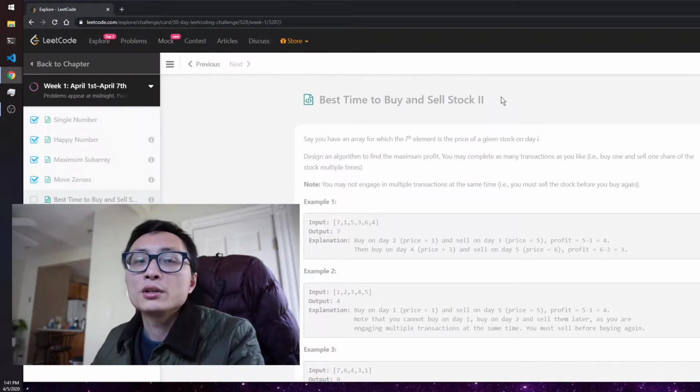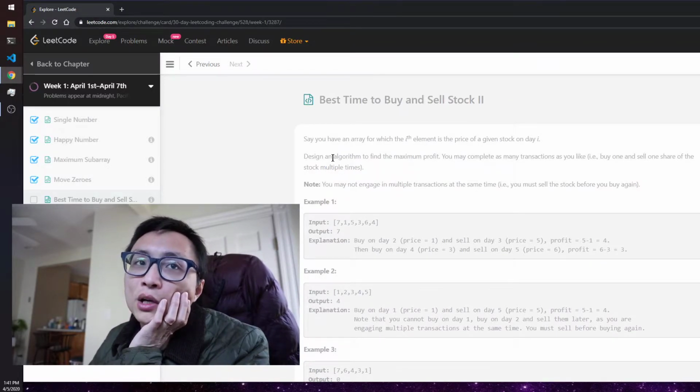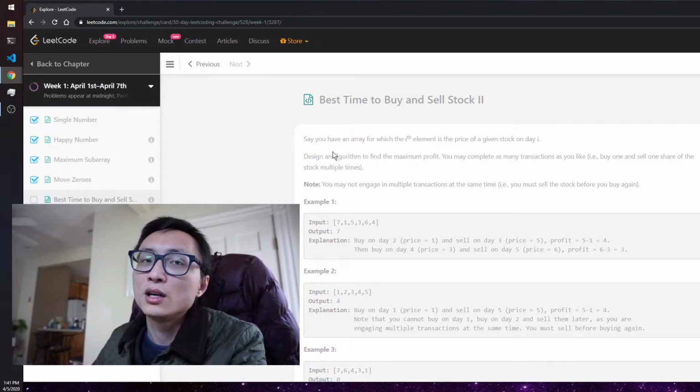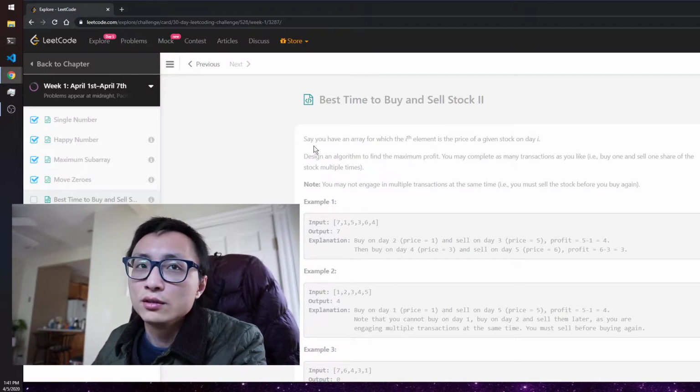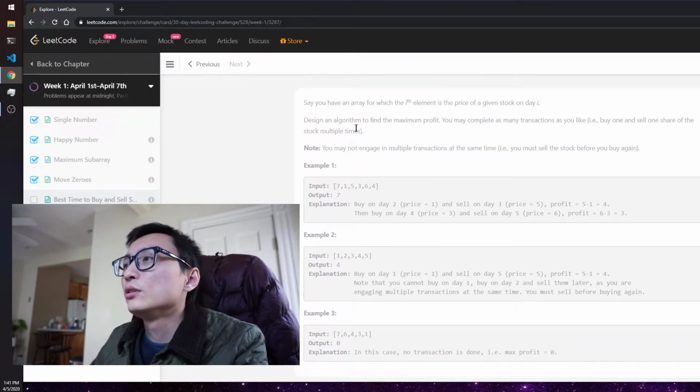So we are only looking at one stock, and basically we're looking at the back history and trying to reason how much money we could make if we time the market perfectly every time. What is the maximum profit we can make with this particular stock? We need to design an algorithm to do so, and we can complete as many transactions as we like.